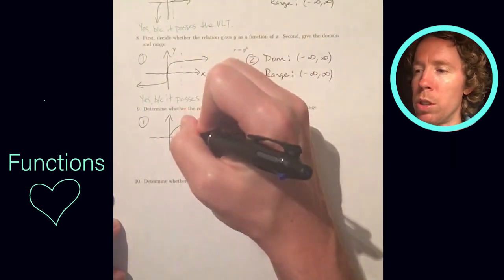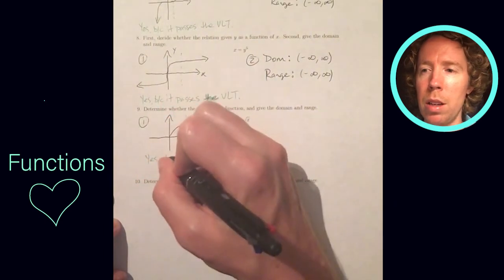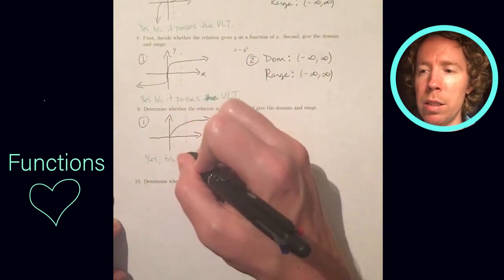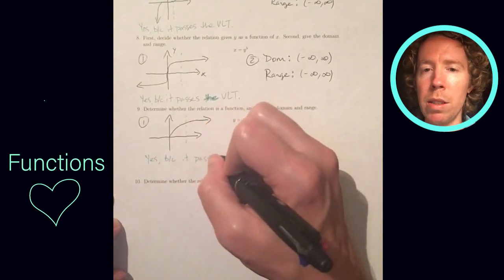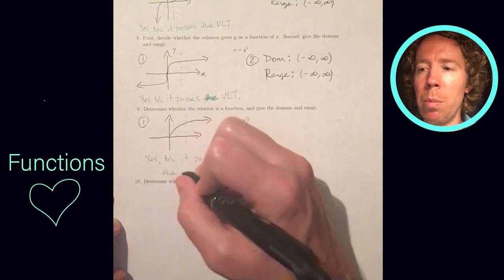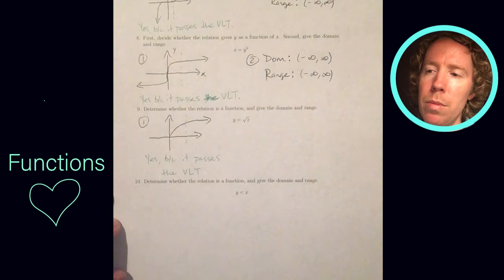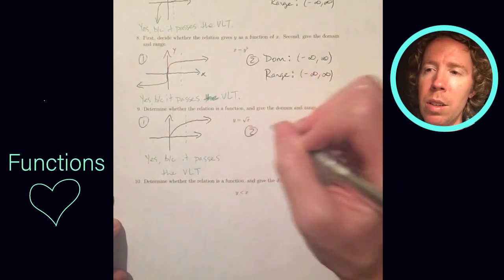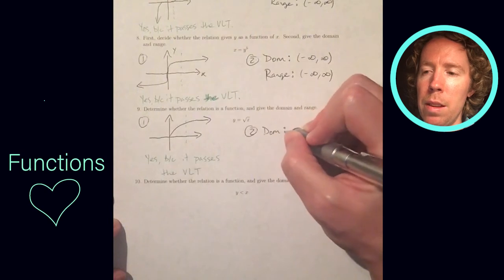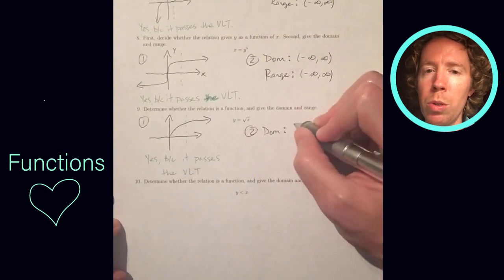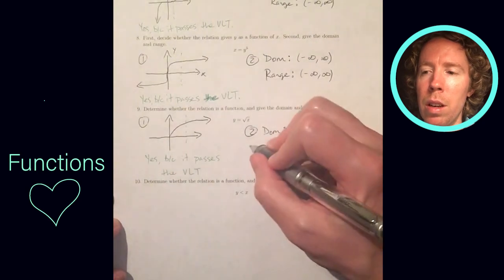Then for y equals the square root of x, that's the top half of a sideways parabola. That does pass the vertical line test. So that does give y as a function of x. And then the domain starts at 0 and goes out to infinity. So we're going to include 0 with a bracket and then go from there to infinity.